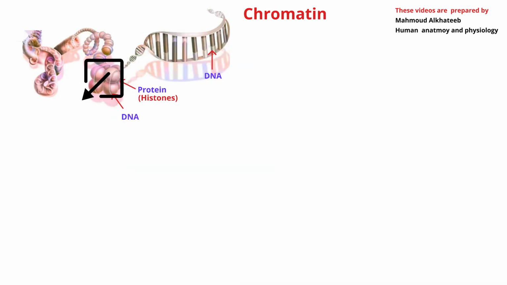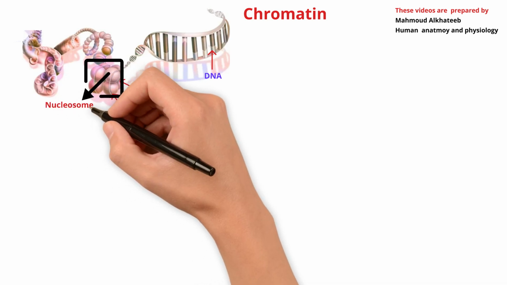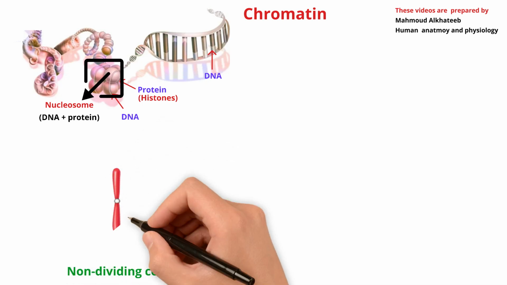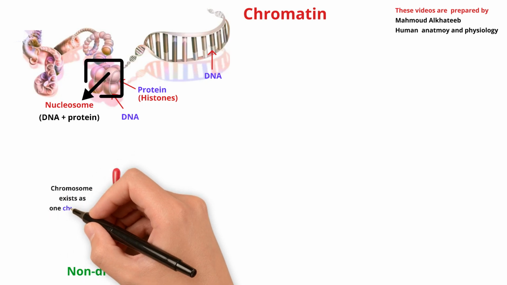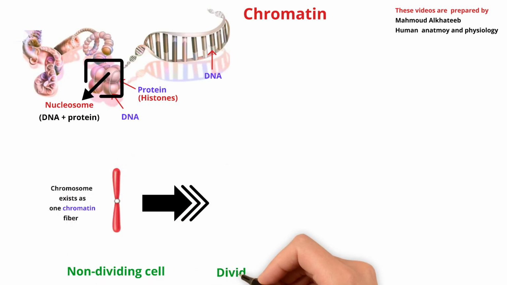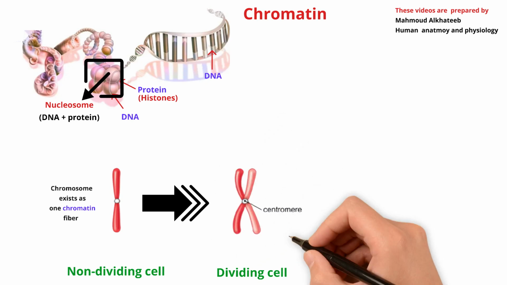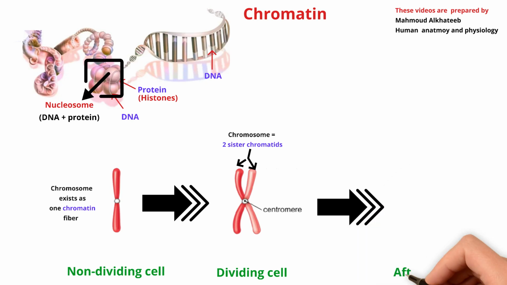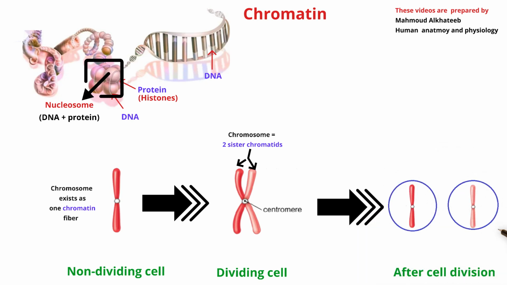However, these repeated DNA-protein subunits forming the chromatin are called nucleosomes. Therefore, when the cell is not dividing, each chromosome is composed of a single chromatin fiber. However, during DNA replication and cell division, each chromatin condenses to form a chromosome that is composed of two sister chromatids. After cell division, sister chromatids are distributed in the daughter cells, and each chromosome consists of one chromatid.